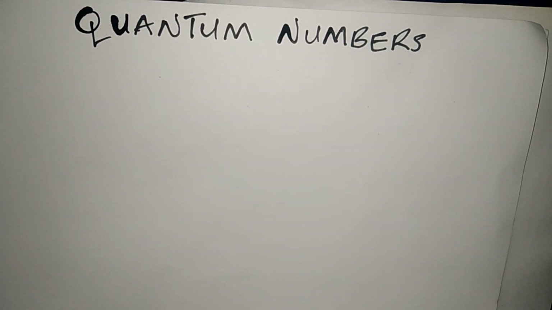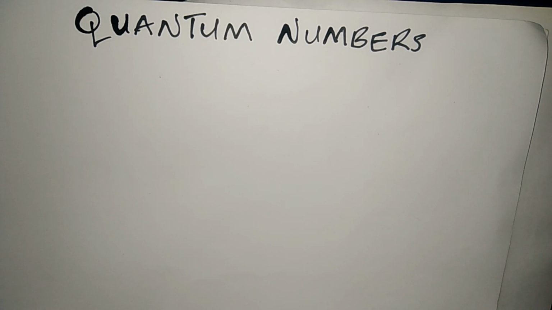In this video, we shall be discussing quantum numbers. Quantum numbers are a set of values that describe the characteristics of electrons in an atom. They are used to describe the arrangement of electrons in atoms and the energy levels they occupy. There are 4 quantum numbers. Together, these 4 quantum numbers define the unique quantum state of each electron in an atom.